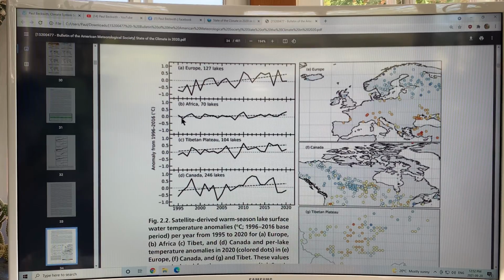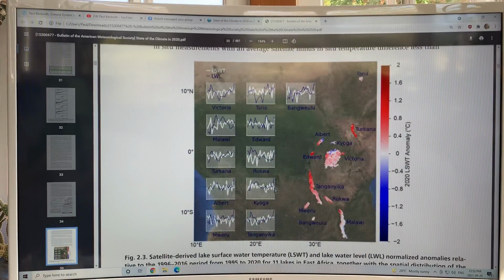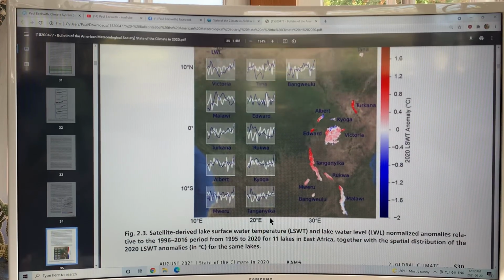In Africa, they're also warming, but not so quickly. Tibetan Plateau, the lakes up in the Tibetan Plateau are warming significantly. And in Canada, northern country, significant warming of the lakes. Okay, no surprise there.